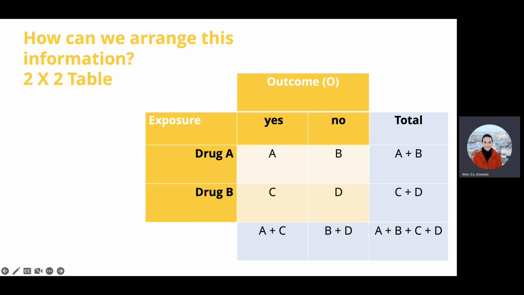A is always the intervention group that had the outcome. B is the intervention group that didn't have the outcome, and so on. So these are the counts of people in each of these categories within your study. And then, of course, you can add them up into different combinations. Everybody that has the outcome is going to be cells A plus C. And anybody who was exposed to the intervention or drug A is going to be A plus B. So that's what I mean by a 2x2 table.